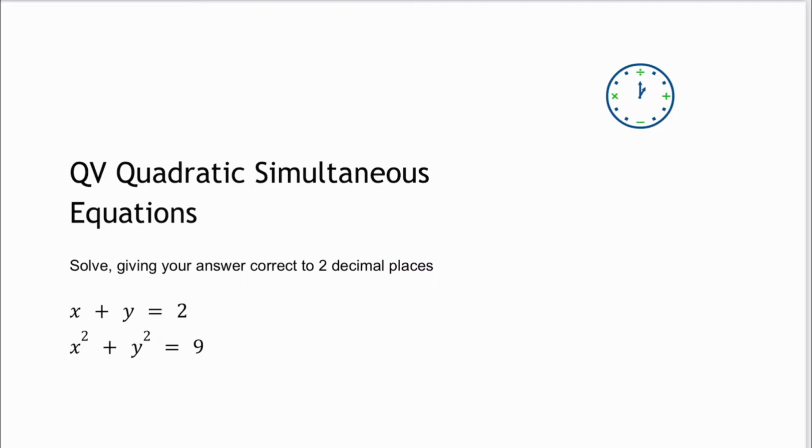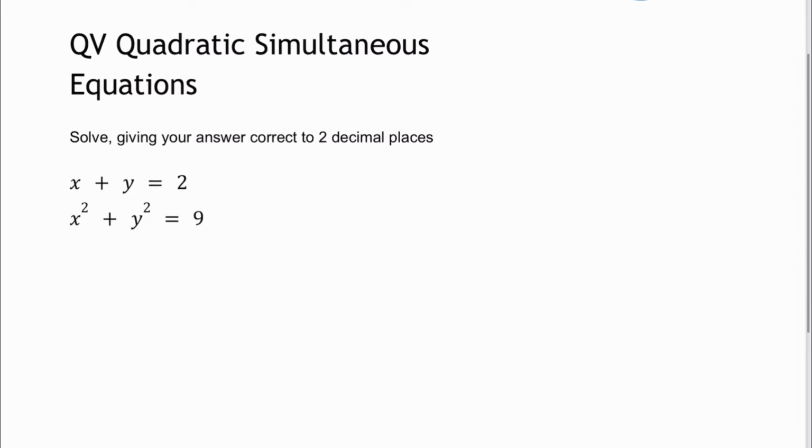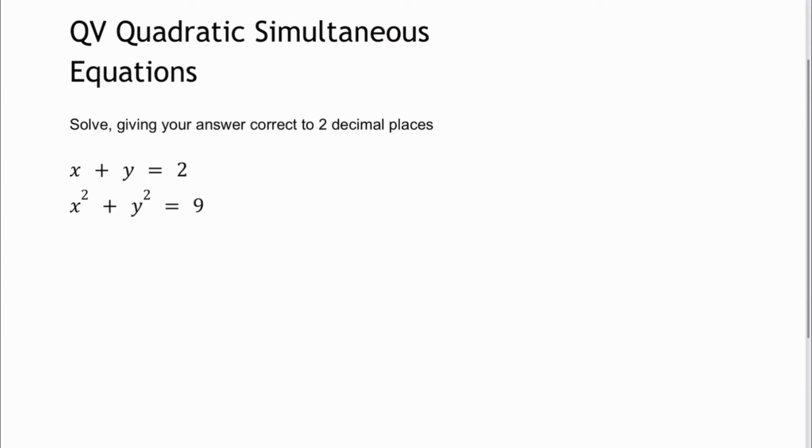Okay, in this video we're going to be looking at a quadratic simultaneous equation. So basically the thing to look out for is that it creates two decimal places, so almost immediately I'm going to be thinking about things like using the quadratic formula.